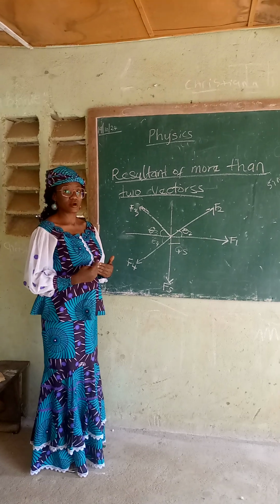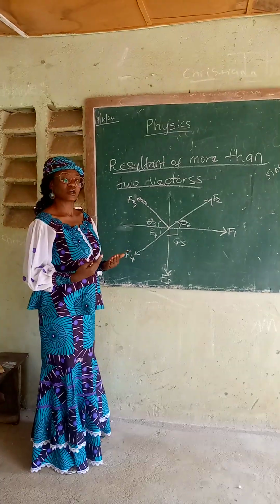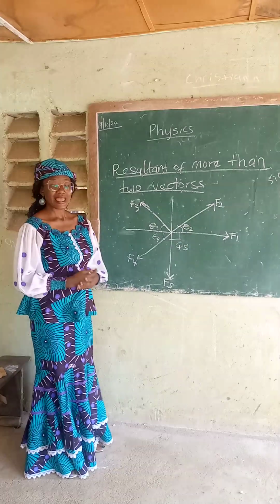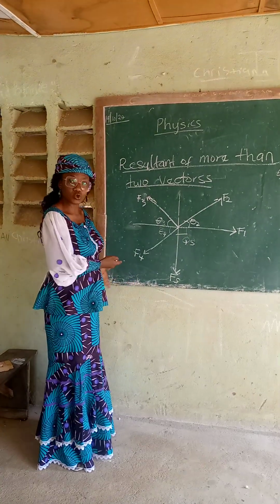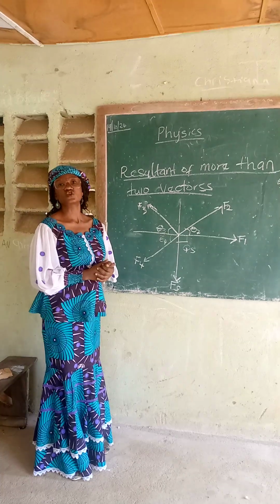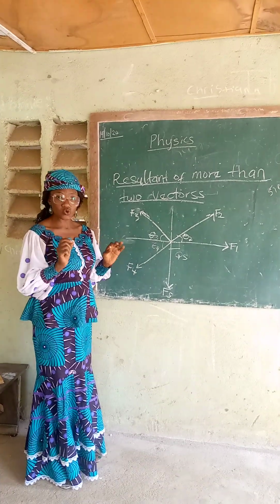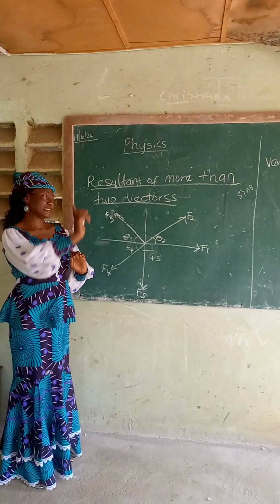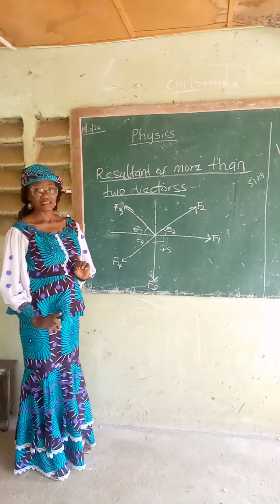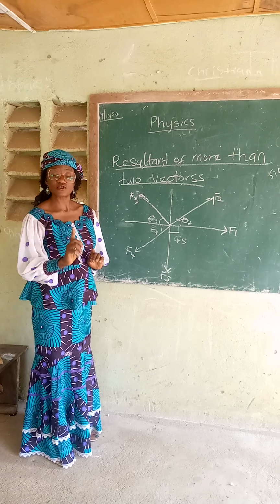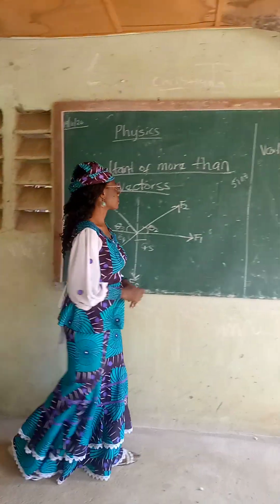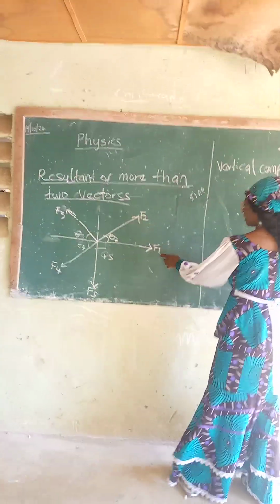Let's start with F1. F1 is on the horizontal. You can see it is on the horizontal. Any vector on the horizontal has its angle considered to be 0. But if the vector is on the vertical, the angle is considered to be 90 degrees. Let's resolve.